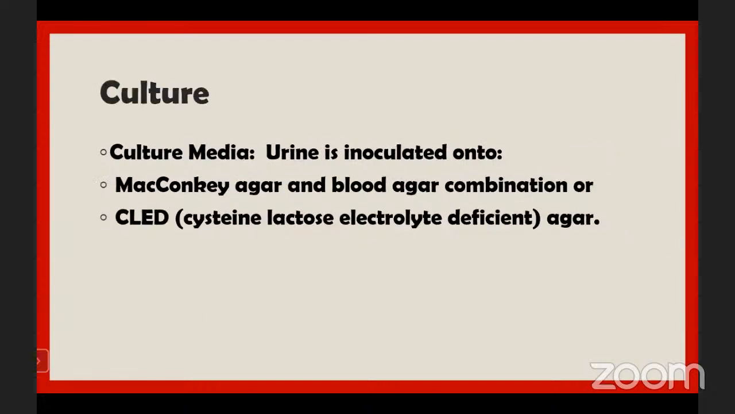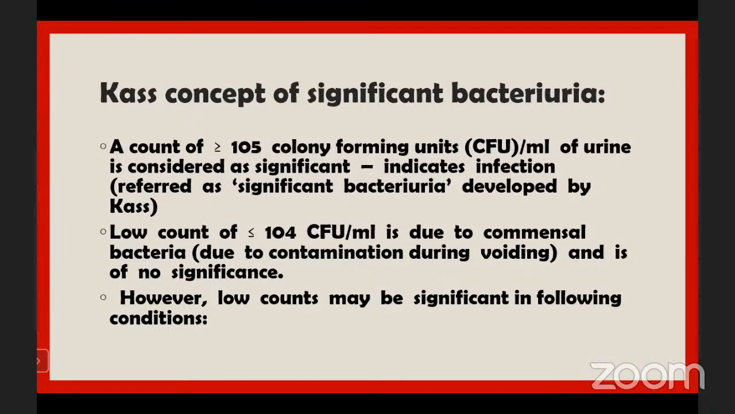Next one is the culture for urinary tract infection. Urine is inoculated into MacConkey agar and blood agar combination or cysteine lactose electrolyte deficient agar. Next one is the Kass concept of significant bacteriuria. A count of greater than 10^5 colony forming units per ml of urine is considered as significant, which indicates the infection, which is referred to as significant bacteriuria.